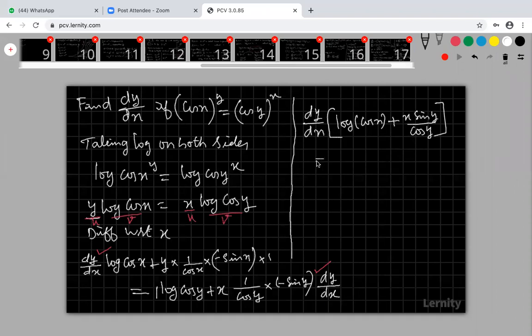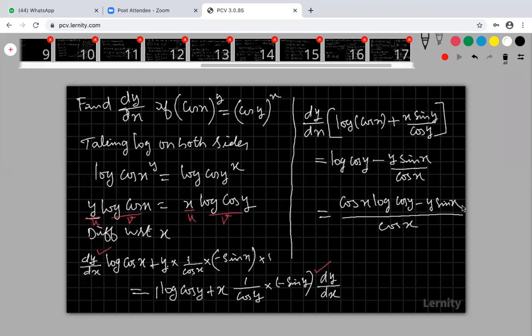Okay, so that's equal to the non-dy by dx terms. Here, look at that, log cos y is there. This is log cos y. Okay, what about here? Here it is minus y into 1 into minus sin x, that is minus y into sin x divided by cos x. Okay, right. Now cross multiply, what is the answer we are getting? So therefore, this is cos x into log cos y minus y sin x, whole divided by cos x.